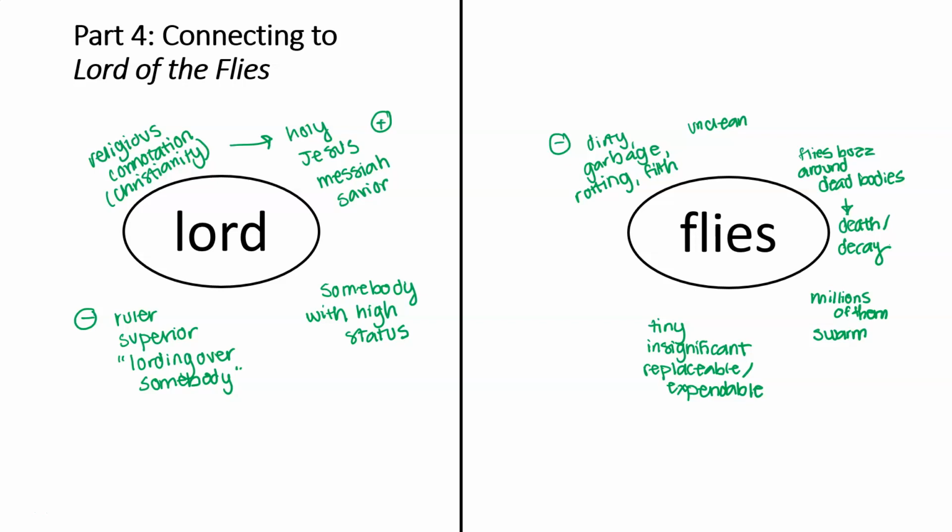Okay, so that's kind of interesting to think about where we're at now with where we read in Lord of the Flies. Is there a character who is the Lord of the Flies right now? Is there somebody that we can see as a ruler or a superior, a savior, someone holy, somebody with high status? And could that character be ruling over a large group, swarming, millions of them, tiny, insignificant, unclean, rotting, death, decay?